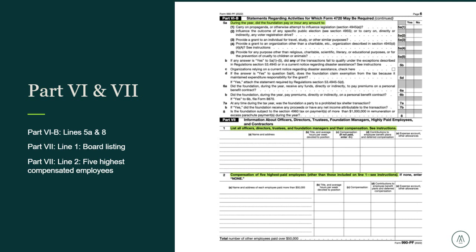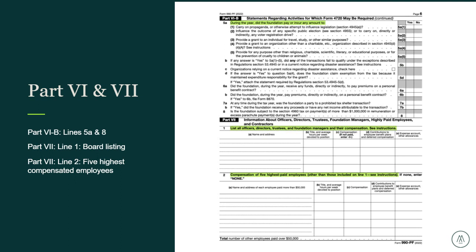5A, these activities generally could lead to taxable expenditures. Taxable expenditures do have a 20% initial excise tax on them and a potential 5% initial excise tax to any manager who knowingly made the taxable expenditure. So lines 1 and 2 of 5A relate to lobbying and political activities. All 501(c)(3) organizations, which include private foundations, are prohibited from doing any political activities, and private foundations are prohibited from doing any lobbying activities as well.